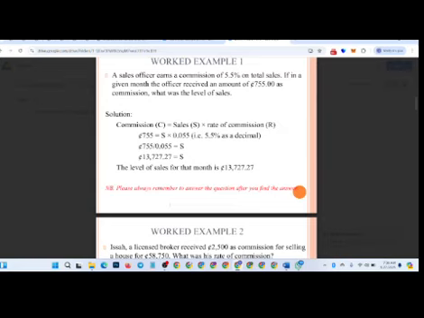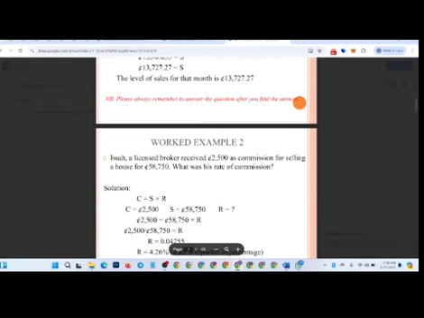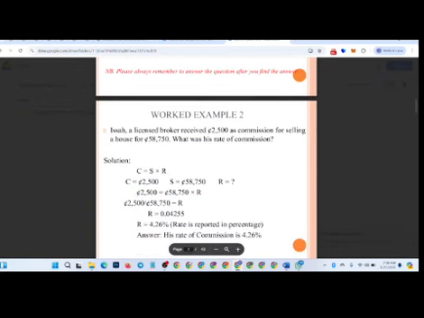Are we on board? So now let's take example 2 and see if this has to do with Formula 1 or Formula 2. Issa, a licensed broker, received 2,500 Ghana cedis as commission for selling a house for 58,750. What was his rate of commission? So in this case, we are going to find the rate because we have been given the sales and the commission.